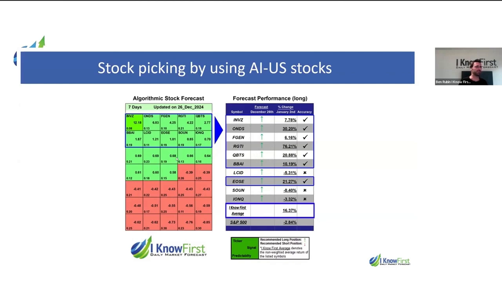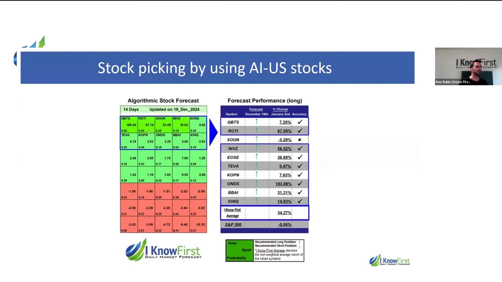But we can find a variety of stocks from different sectors that the algorithm believes are going to outperform the market in those 7 days. Same goes with 14 days. And again, you get all the time frames to your mail, and you can focus on the time frame that you're interested in, if it's the shorter time frames or the longer time frames.